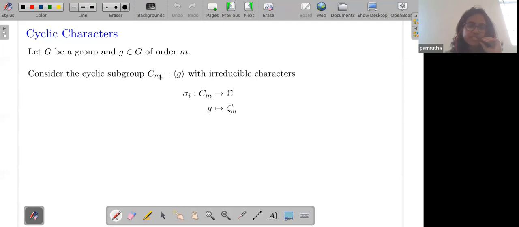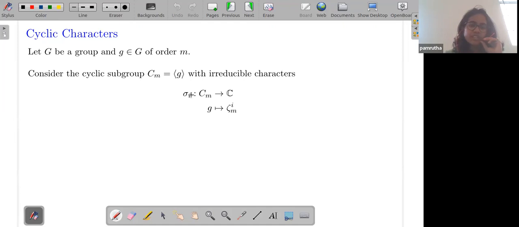This will be a cyclic group of order m, which I'm denoting as Cm. Now, the irreducible characters of this group are given by the primitive mth roots of unity. Theta m, I denote to be a primitive mth root of unity. The irreducible representations here are just one dimensional.